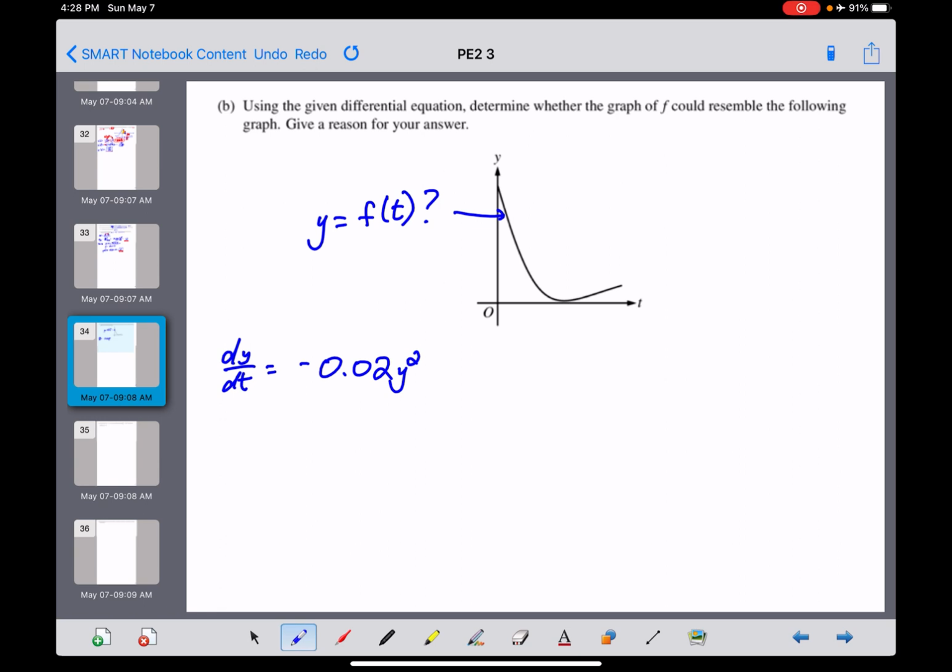The answer to this one is no. What we notice here, guys, pretty quickly is that no matter what value you put in for y right here, y squared is never going to be negative.